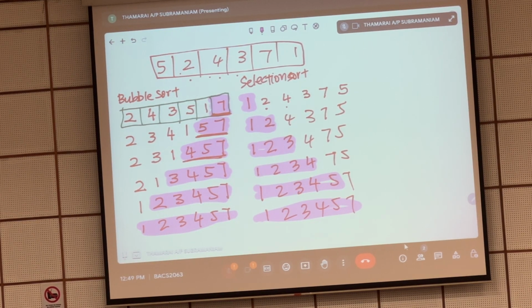Okay, next is our insertion sort. So I have 5 and 2.